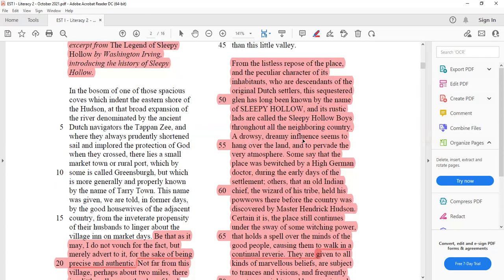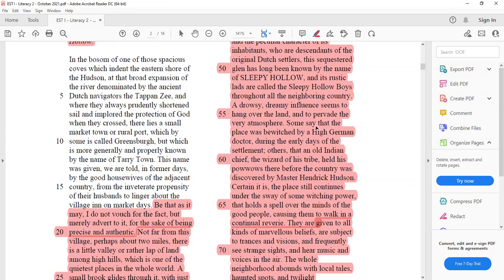A drowsy, dreamy influence seemed to hang over the land and to pervade the very atmosphere. So he's talking about the atmosphere of this land. So now what is repeated? That he is describing the land. Some say that the place was bewitched by a high German doctor during the early days of the settlement. Okay, mister, as we said, he's talking about the land and how the land started to be like that.